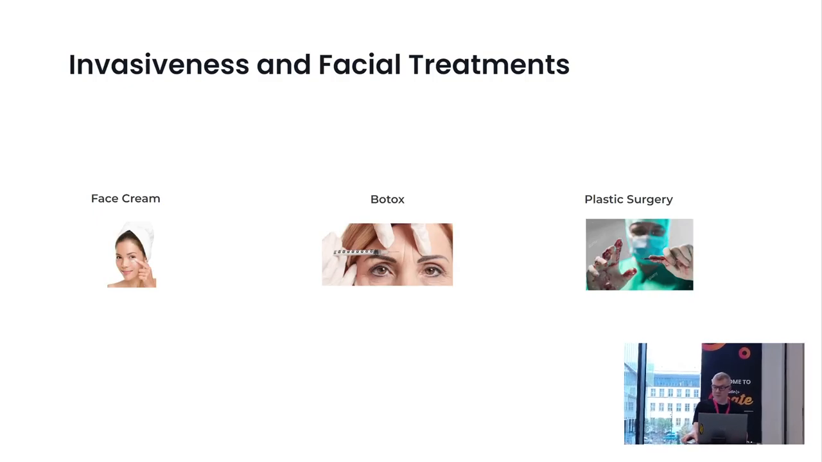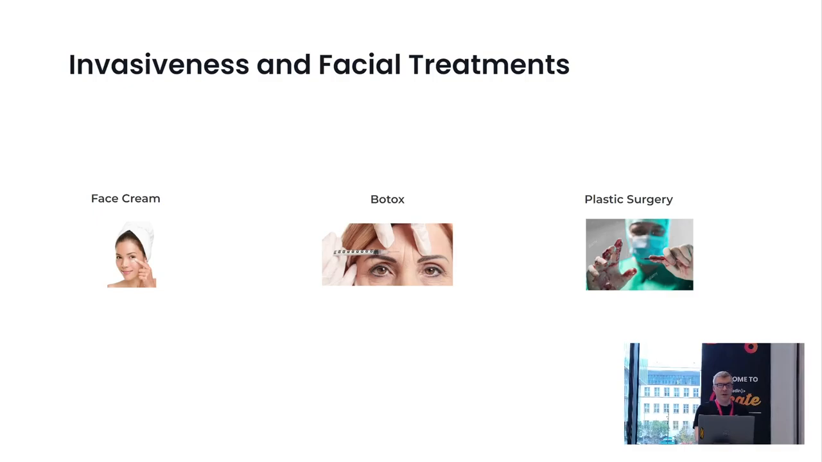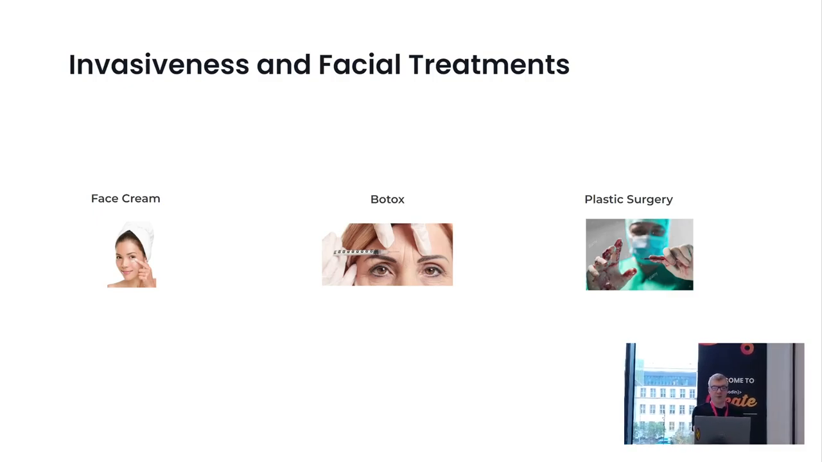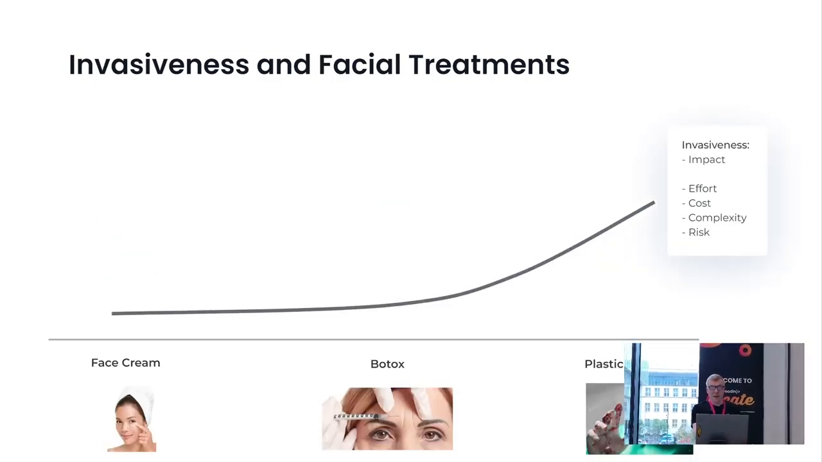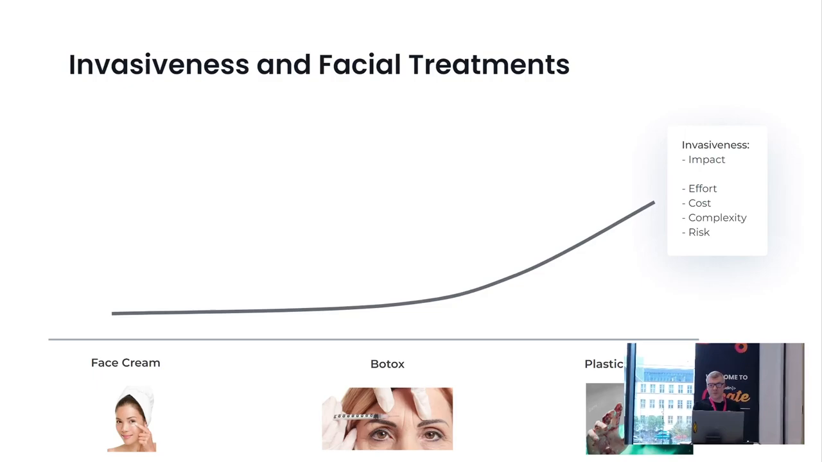All right, so I hope everybody's forgotten my previous metaphor of the Eiffel Tower. We now have a new metaphor that I'm going to use, which is facial treatments. Let's say we want to look beautiful. What can we do? We can put face cream on our face, we can get Botox injections, and we can get plastic surgery. Fantastic. If we look at these three things that we can do, we can order them by invasiveness. Botox is going to be more invasive than the face cream, and plastic surgery is going to be more invasive than the Botox. The impact is rising together with the invasiveness, but so are the effort, the cost, the complexity, and the risk.